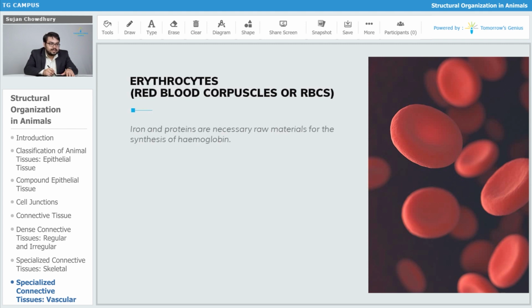Iron and proteins are necessary raw materials for the synthesis of hemoglobin. Like we all know, hemoglobin is a conjugated protein. This is because apart from amino acids, it has some other substances as well. Heme stands for iron, whereas globin stands for protein.